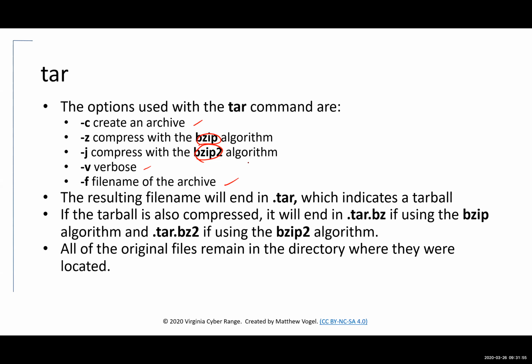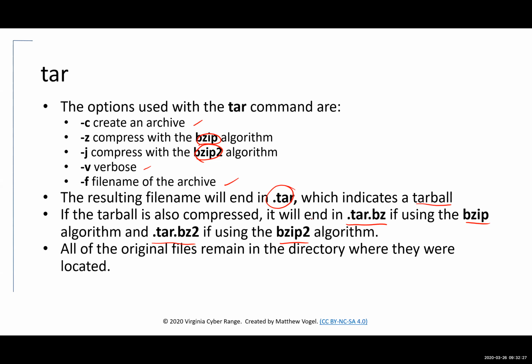And if you use tar without any compression, you're going to get a .tar file. That's again colloquially referred to as a tarball, which is just sort of slang. If the tarball is also compressed, it will end in .tar.bz if it's a bzip file, or .tar.bz2 if it's a bzip2 file. Okay, so two different options for compression, bzip and bzip2.